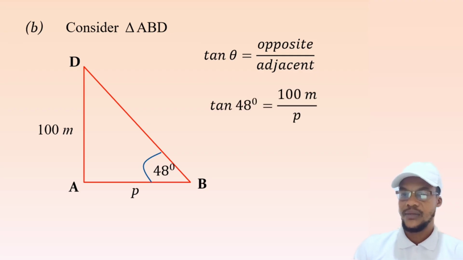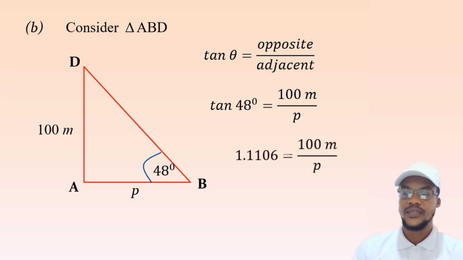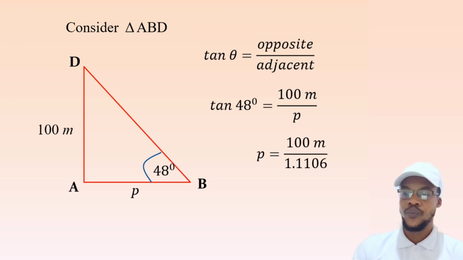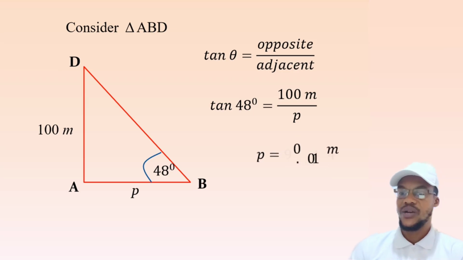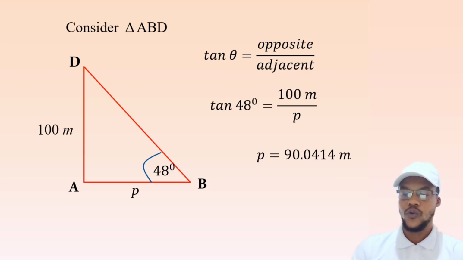So we need to work out tan 48 degrees, which is given as 1.1106. We are only going to find P. In this case, P is equal to 100 meters divided by 1.1106, and that will be our final value for P, which is 90.0414 meters.